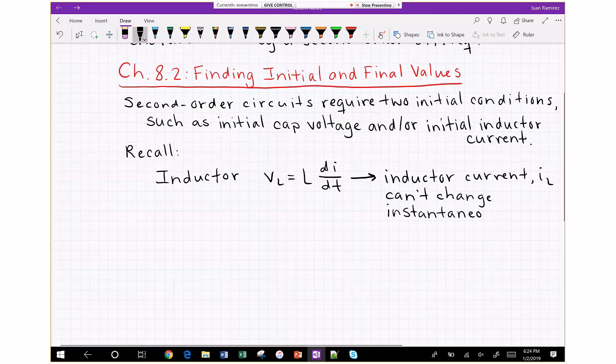And then we also have the similar capacitor equation that says the current through a capacitor is equal to the capacitance times the rate of change of the voltage. And that equation tells you that the capacitor voltage can't change instantaneously.